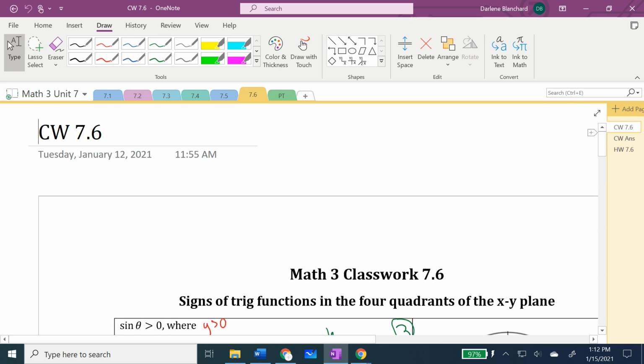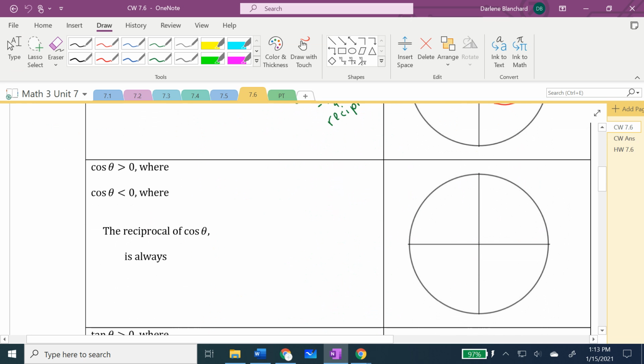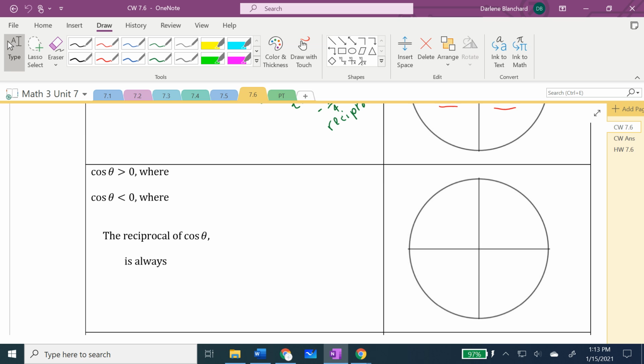Now, next, cosine. Does cosine represent the x coordinates on the unit circle or the y coordinates? X, very good. That means cosine is going to be positive where x is positive, and cosine is going to be negative where x is negative.